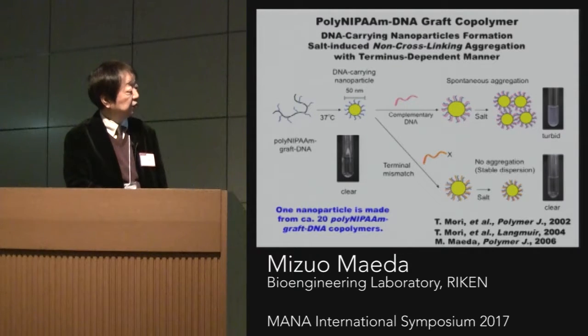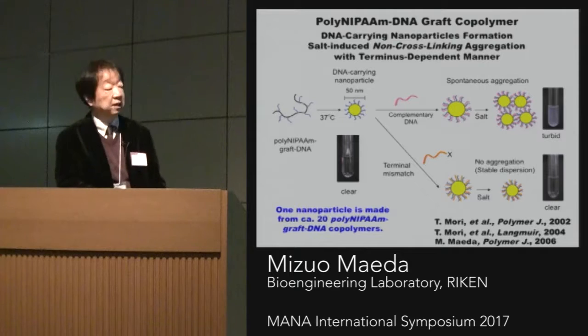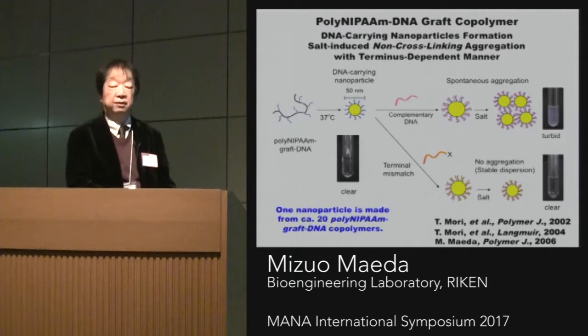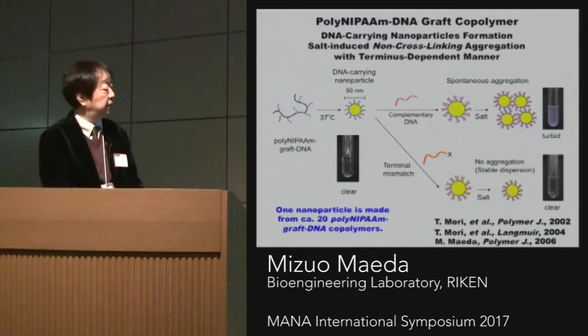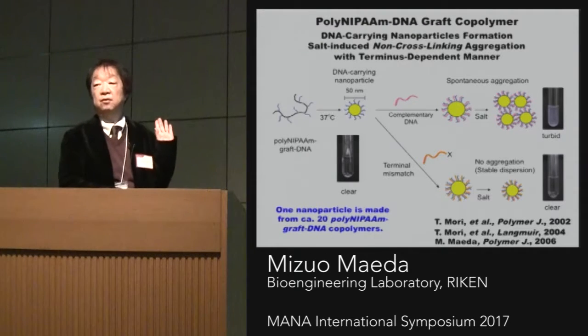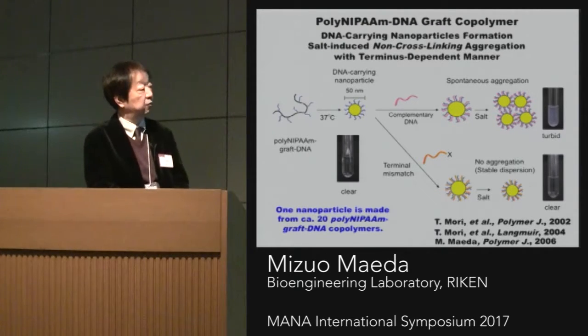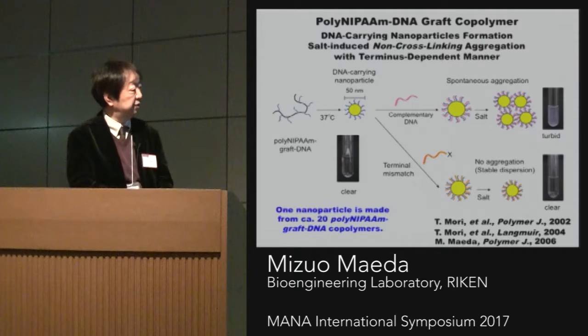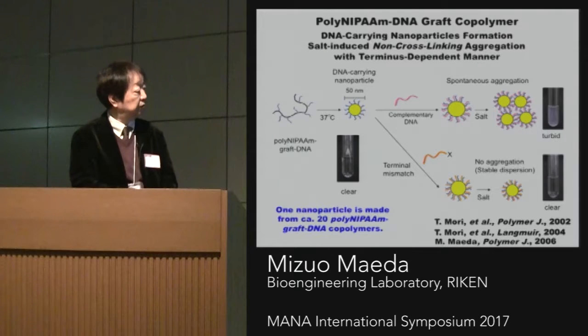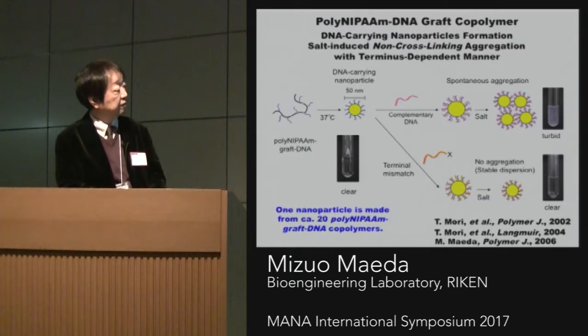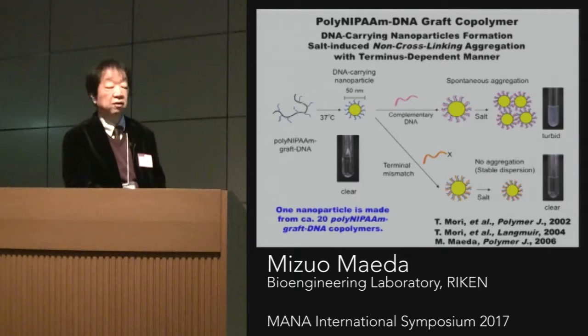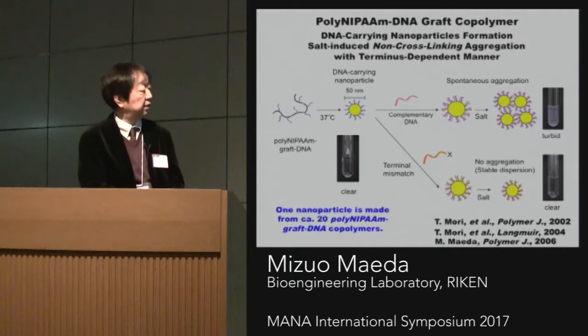If you raise the temperature over 37 degrees centigrade, poly(N-isopropylacrylamide) is dehydrated to give a hydrophobic core, but DNA itself is highly hydrophilic, water soluble and negatively charged. So this type of nanoparticle is formed in aqueous system to give a clear solution because the size of the particle is about 50 nanometers in diameter.